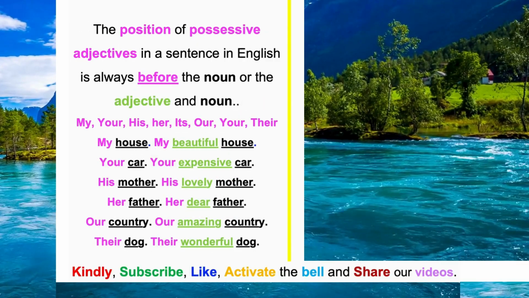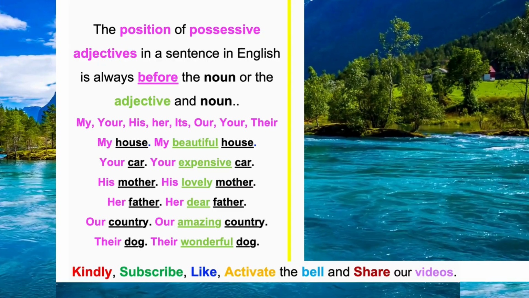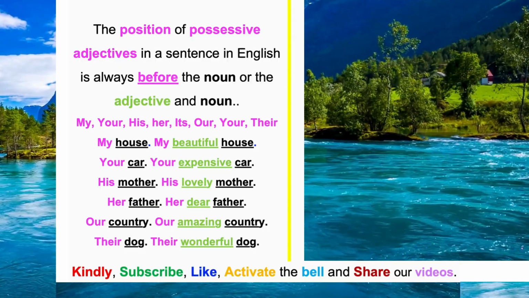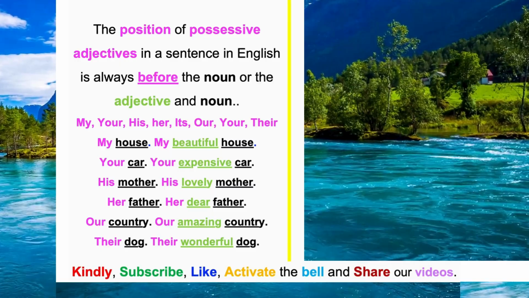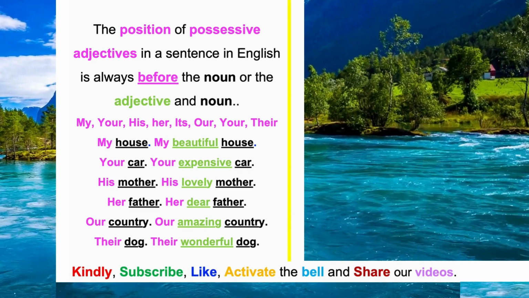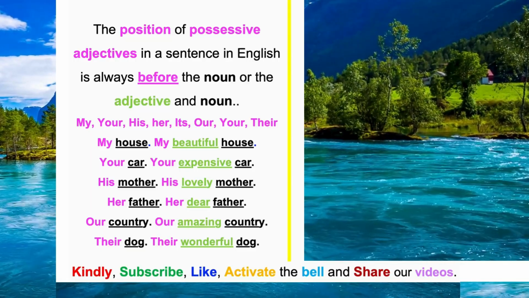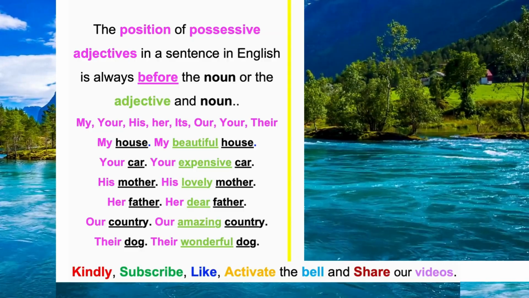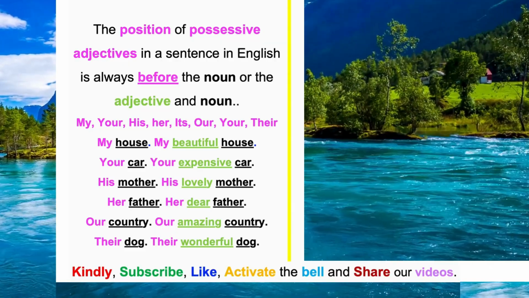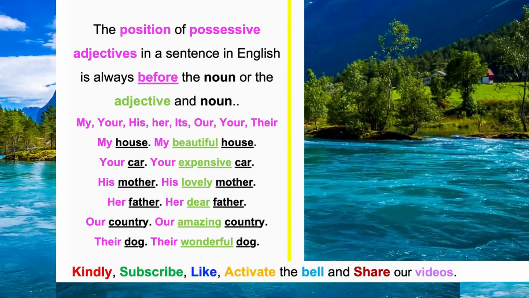Now, the position of possessive adjectives in a sentence in English is always before the noun, if we have just possessive adjective and noun, or if we have adjective and noun, we can also use possessive adjectives. Possessive adjectives are my, your, his, her, its, our, your, their. So remember, they come with nouns or adjective and nouns and not with verbs. So with verbs we have just subject pronouns and object pronouns. Subject pronouns always come before the verb. Object pronouns always come after the verb.